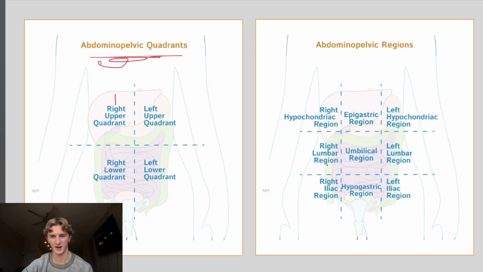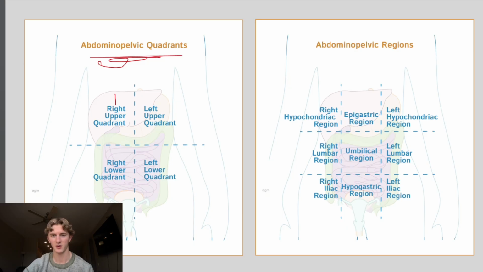Next, when we go down a row per se, we have the right lumbar region and the left lumbar region, and in between them we have the umbilical region. A good way to remember this is that the umbilical is like the belly button, so you can think of the umbilical region as the midpoint right on the belly button. That's at least the way I used to memorize it. And obviously right and left lumbar is more towards the lower back per se, so that can help you remember that this is the lumbar.